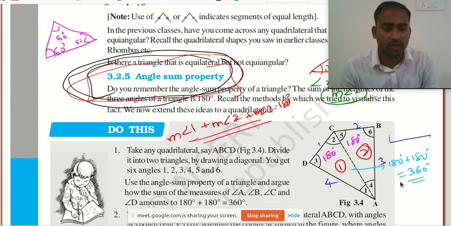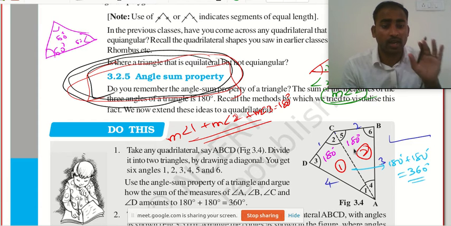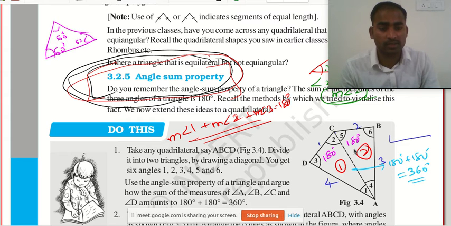This is our quadrilateral. A quadrilateral is nothing but a shape with 4 line segments. So here we can divide it into 2 triangles, 1 and 2. The first triangle has an angle sum of 180, the second triangle is 180, total 360 degrees. That means all the angles inside a quadrilateral sum to 360 degrees.